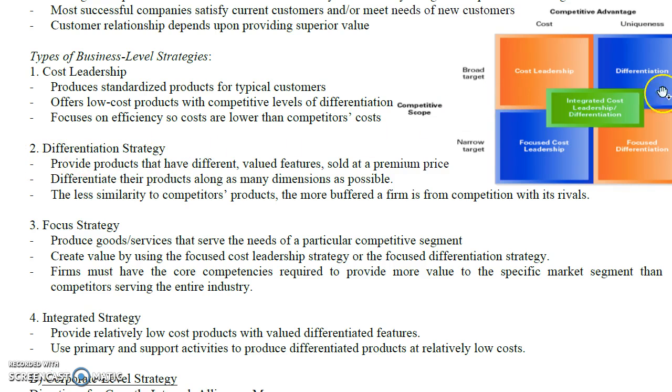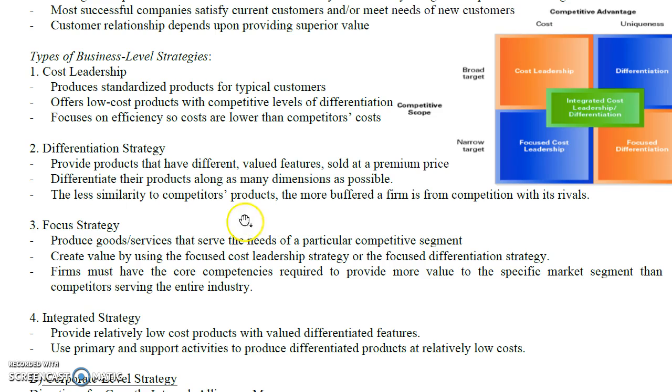Second, differentiation strategy. So we are in the second quadrant. Provide products that have different valued features sold at a premium price. You use this uniqueness, and your target market is broad. Differentiate their products along as many dimensions as possible.